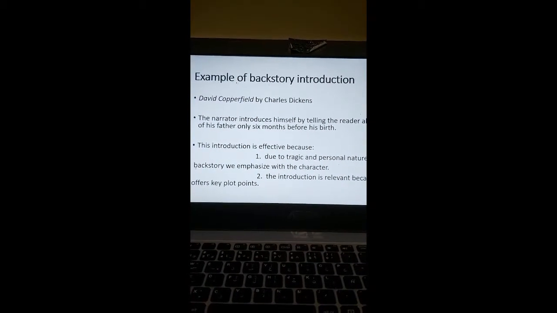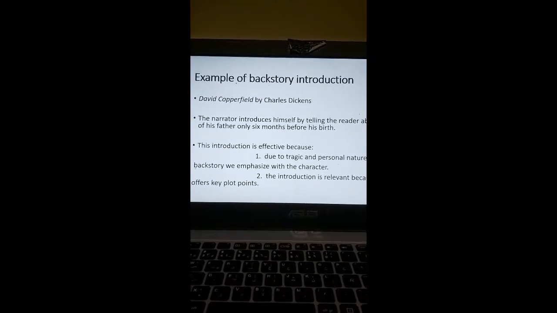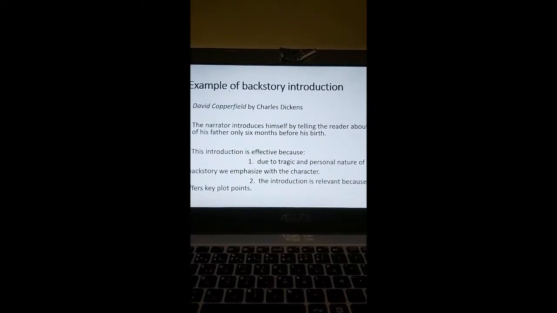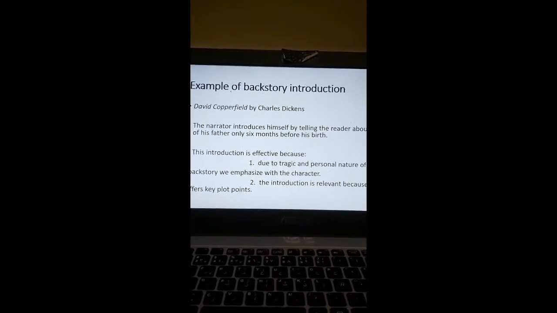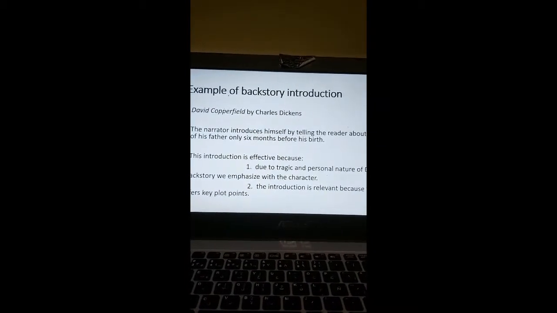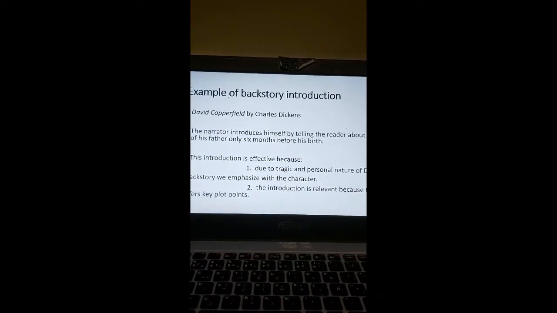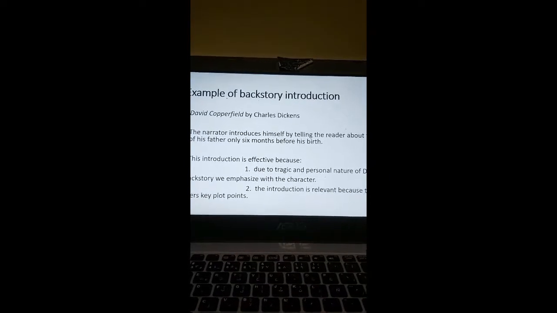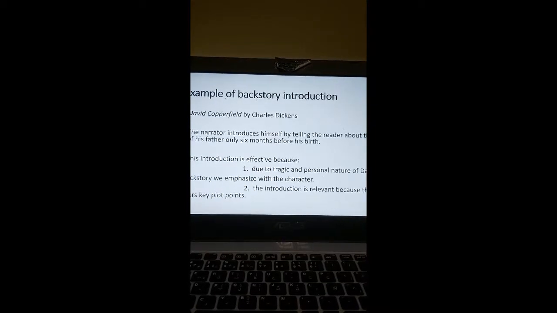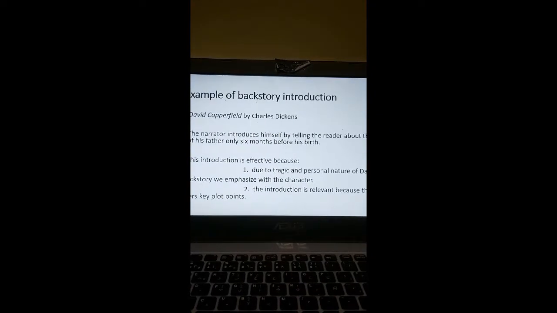For instance, we have David Copperfield by Charles Dickens, where the narrator introduces himself by telling the reader about the death of his father only 6 months before his birth. This introduction is very effective because we, the readers, empathize with the character, and the introduction is also relevant because the author offers key plot points.